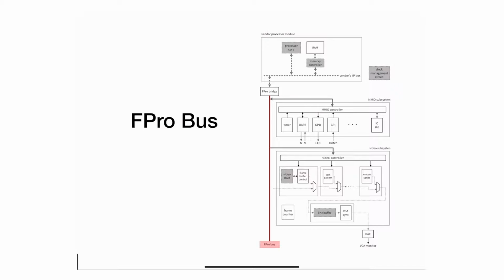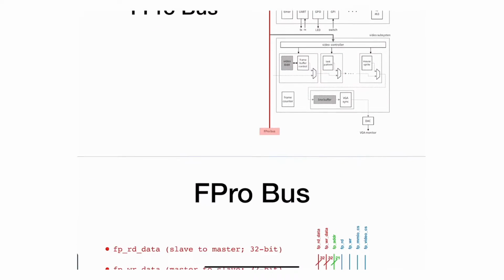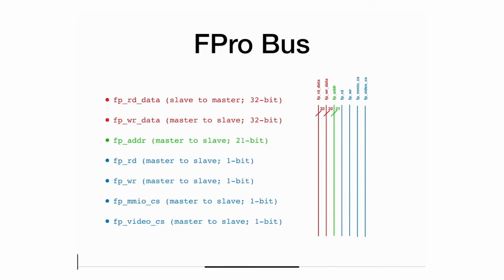The FPro Bus is our custom system bus that we're utilizing for our whole subsystem in here. So let's see what's inside it and a little bit about its timing. Again, it's just a system bus, so we're going to categorize its signals, or its wires, into 3 different categories: the data, the address, and the control.